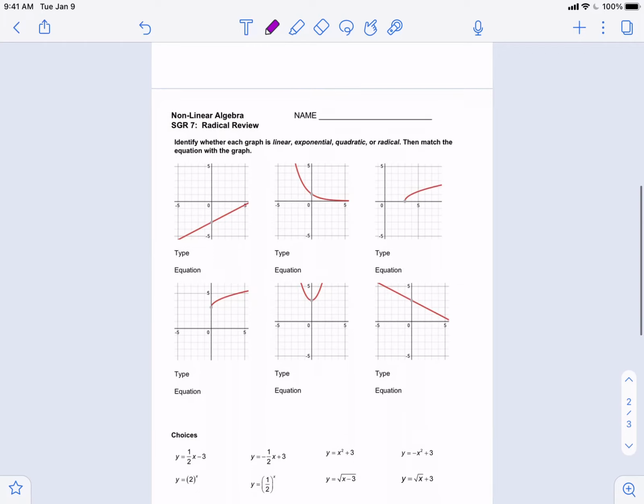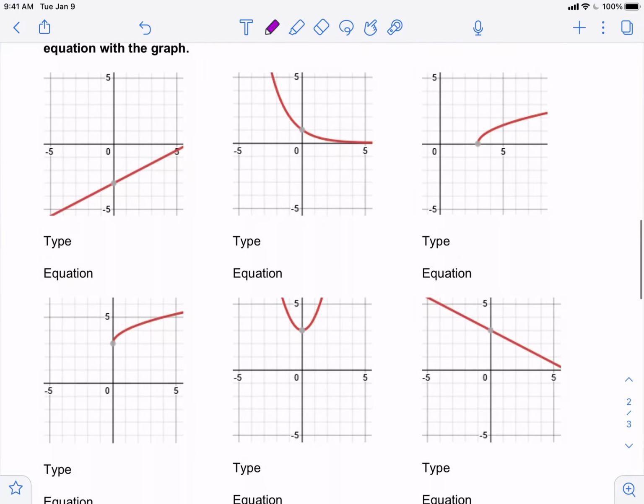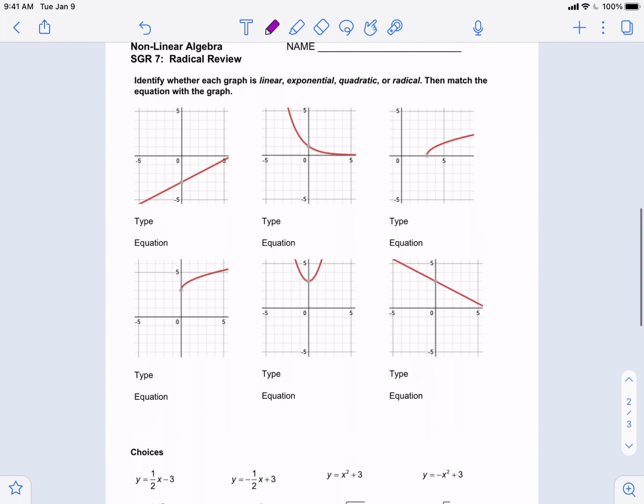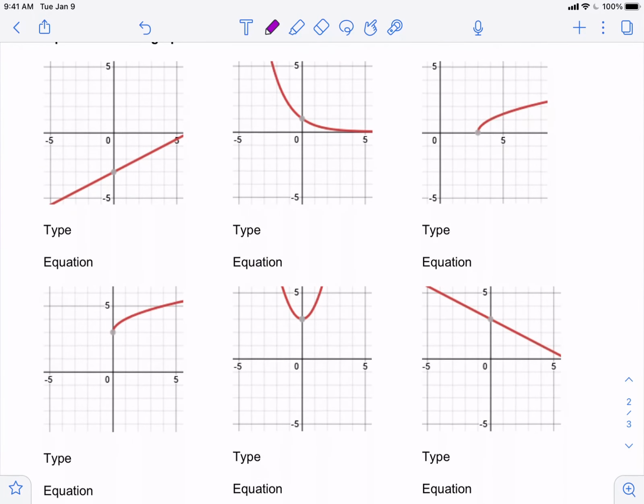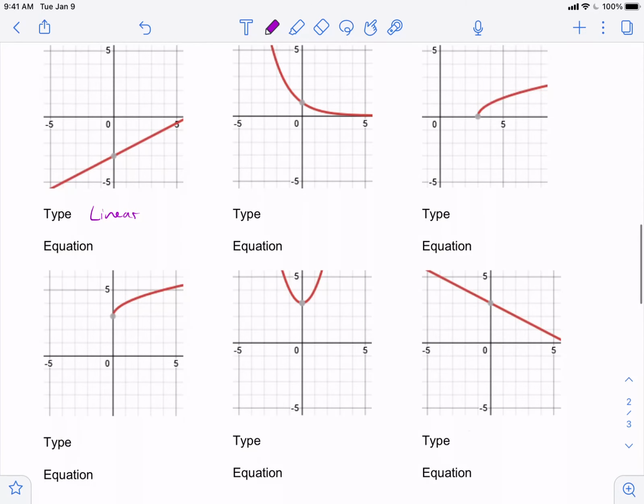Let's look at the last page here. The last page says, identify whether each graph is linear, exponential, quadratic, or radical, and then match the equation with the right graph. Now, remember, when we reviewed these in class, linear always means lines. So as I look at these here, I can see that I have a line here, so this is linear, and I also have a line down here. So two of these are linear.